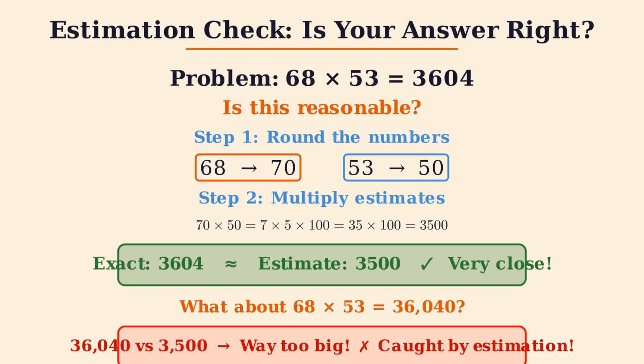But if someone said 68 times 53 equals 36,040, the estimation check would catch that immediately. Way too big. See how estimation acts like a built-in calculator check? Use it every single time.